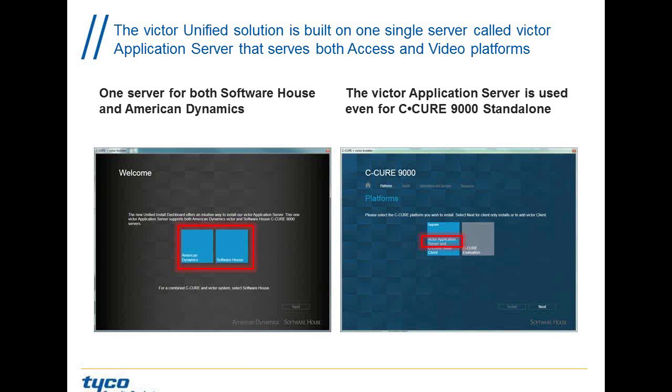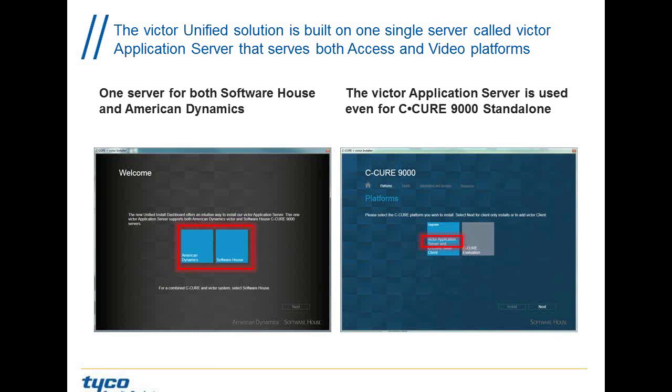So on the screen to the left, you'll see what the installer presents with version 230 of Secure 9000 or Victor version 4.5 or the Unified, all being one installer, the choice that you get presented on a clean machine installation. So the first choice now is going to be the question of, would you like to install an American Dynamics product, or do you want to install the Software House or Unified?